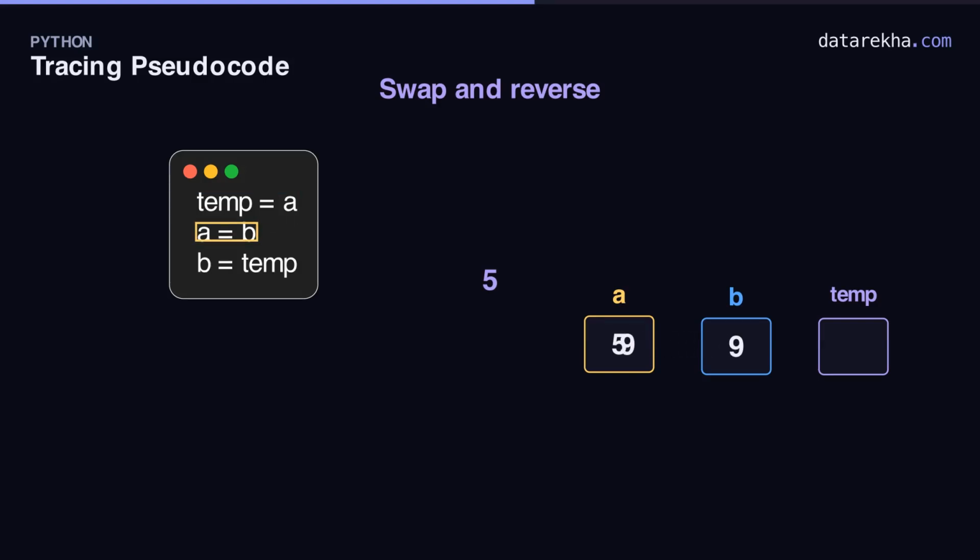Now A gets B. A becomes 9. We overwrite A, but that is fine. The 5 is safe. And B gets temp. B becomes 5. The swap is done. A is 9. B is 5. A swap always needs that third box.